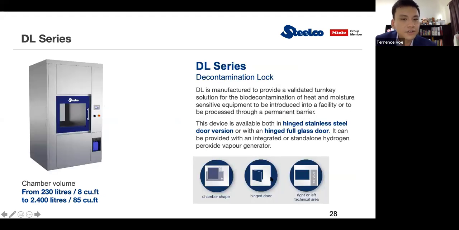Okay, so this is a decontamination lock or decontamination chamber. You use hydrogen peroxide H2O2 in vapor form. This vapor hydrogen peroxide H2O2 is used to sterilize, for example, electronic items to move inside the pharma manufacturing area.